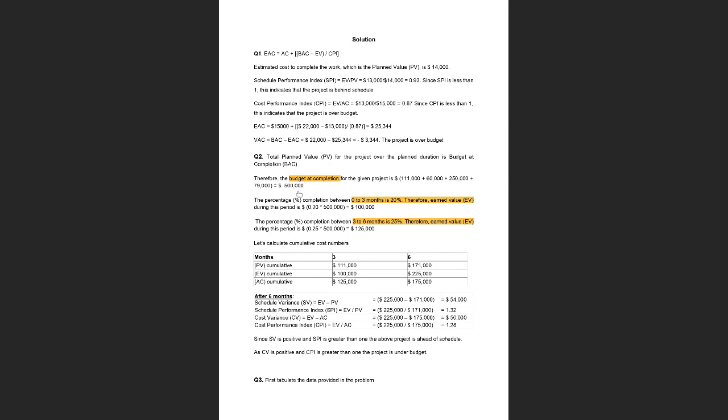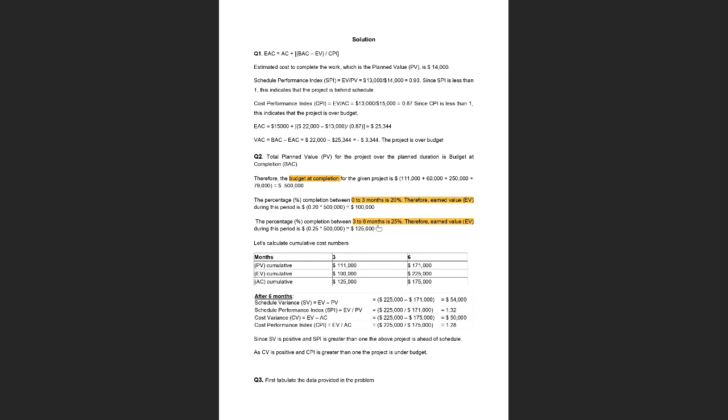Again, if you look at the table given in the question, you will see that for the first 3 months, 20% of work is completed. Therefore, the earned value for the first 3 months will be 20% of the total budget at completion, and you get this 100,000 value. For the next 3 months, the percentage completion is 25%. To find the earned value for the second 3 months, you multiply 25% by the budget at completion and you get 125,000.